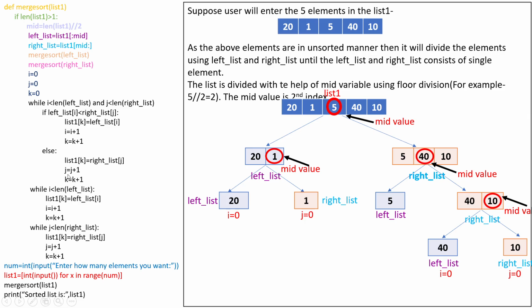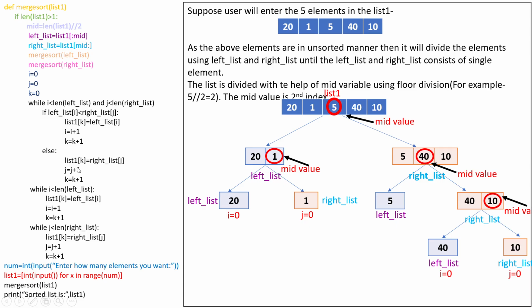Okay. Now j is equal to j plus 1. j will be incremented by 1, so j becomes 1, and k is also incremented by 1, so k becomes 1. Again it will go to the while loop until it becomes false.